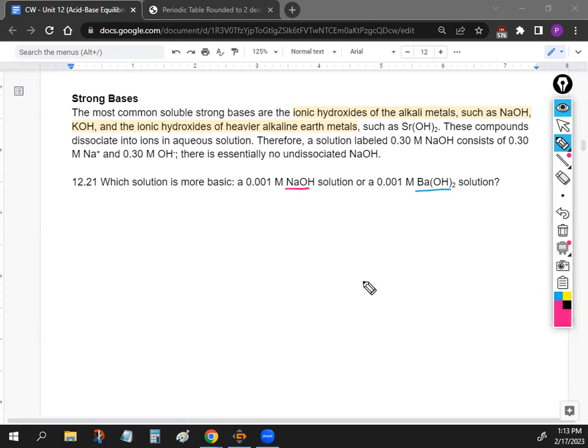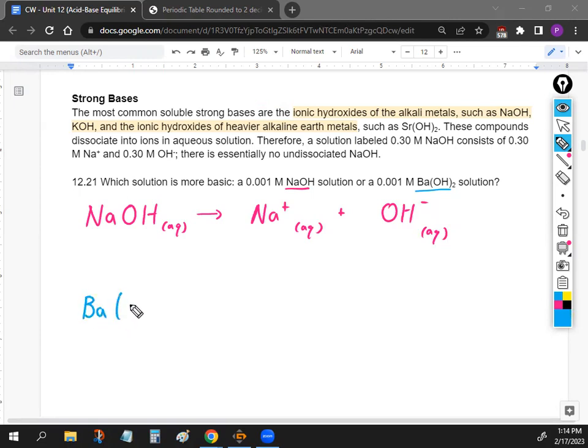Now let's take a look at the equations to figure out which one is going to be more basic. NaOH is a strong base. So when it breaks up, what's the first ion? What's the cation that comes out of this? Na plus. And then the anion is obviously hydroxide. All right, so that's going to be the first one. Now we've got barium hydroxide.